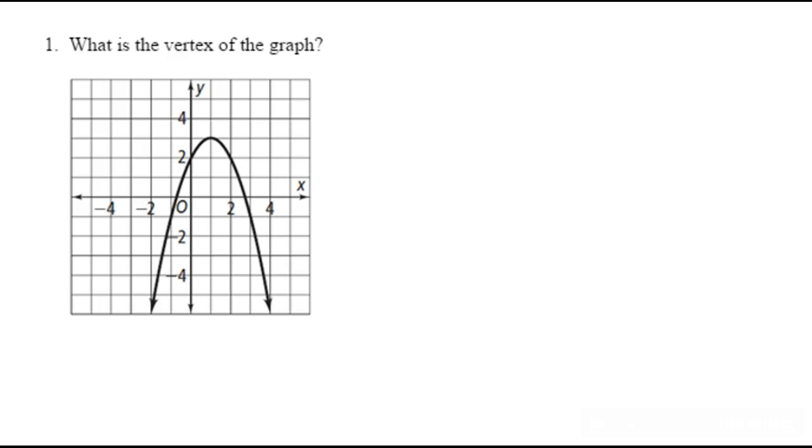Let's get started with the first question first. So this one says, what is the vertex of this graph? So the vertex is right here. That's where it changes direction from either increasing to decreasing or decreasing to increasing. In this case, it has an x of 1 and a y of 3. So we always write x, y. So in this case, 1, 3.